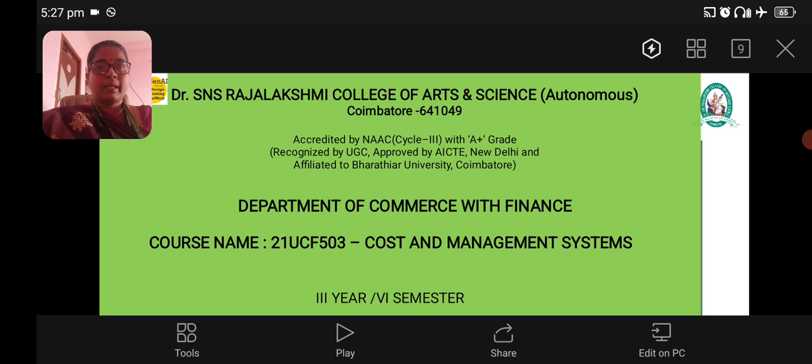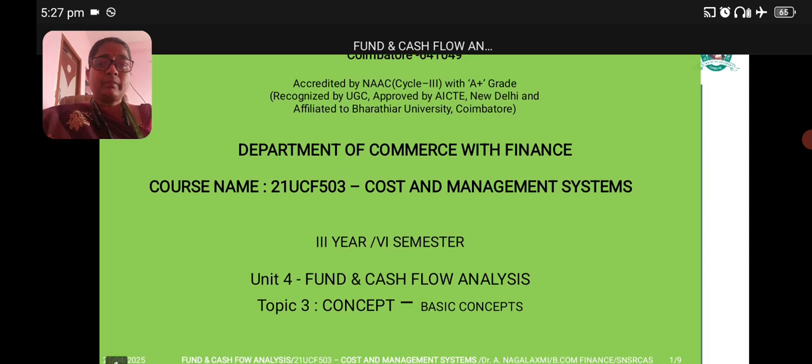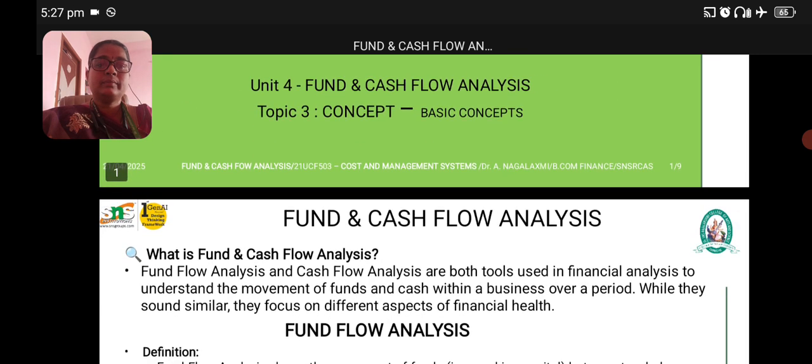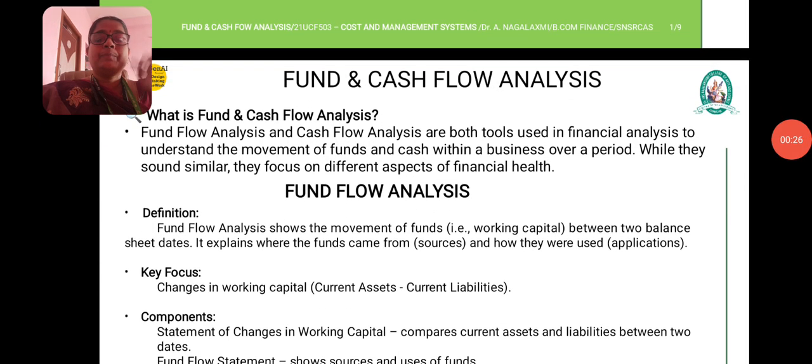I am here to explain a concept, fund flow and cash flow analysis in the course Cost and Management Systems. First, we should know what is meant by fund flow and cash flow analysis. Fund flow and cash flow are both tools used in financial analysis to understand the movement of funds and cash within a business over a period. While they sound similar, they focus on different aspects of financial health.